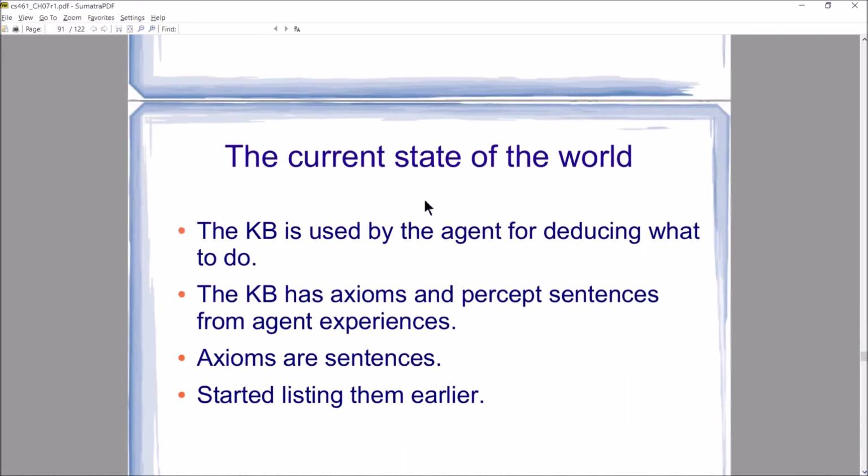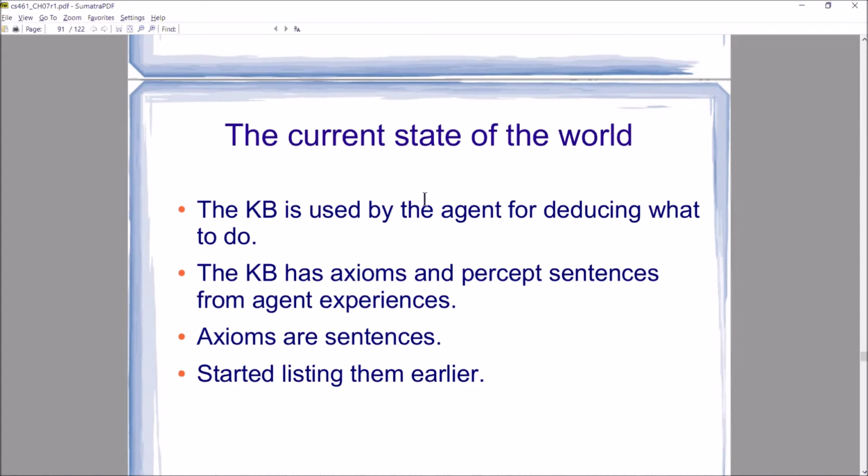Okay, so what about the current state of the world? We know that we've got this knowledge base, and we started putting it together earlier on, right? We started going through and using all of these axioms and percept sentences from the agent's experiences, so that the agent would have some knowledge that it could use to deduce what it should be able to do, right? So we had axioms such as what the starting square was, right? Square 1-1 is the starting square and there's no pits there. Okay, and we also knew there was no wumpus. So we could have an axiom sentence, not W11, not P11.